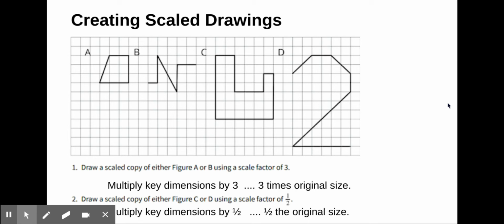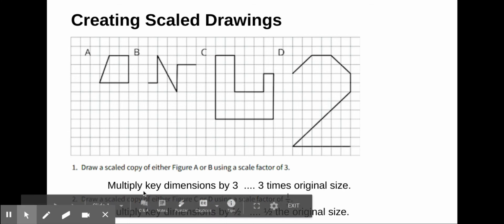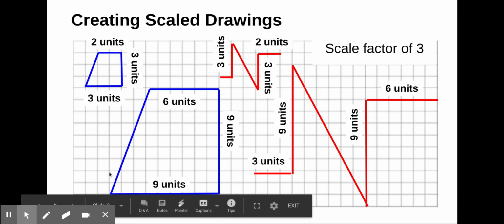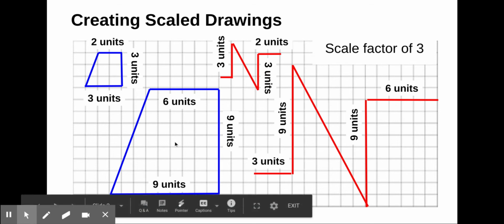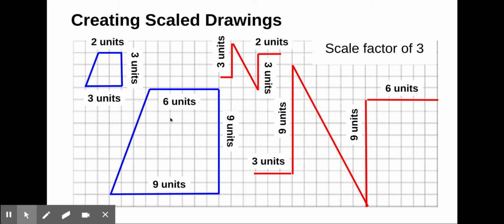What that means is that we're going to create a scaled copy which is 3 times the size of A and 3 times the size of B. So if we go to our next slide here, what you're going to see is, hey, key dimensions are going to increase by 3 times. This top was 2 units, now it's 6 units. This was 3 units, now it's 9 units. This was 3 units, now it's 9 units. So the key units increased by 3 times. So this scaled copy is 3 times the size of the original.